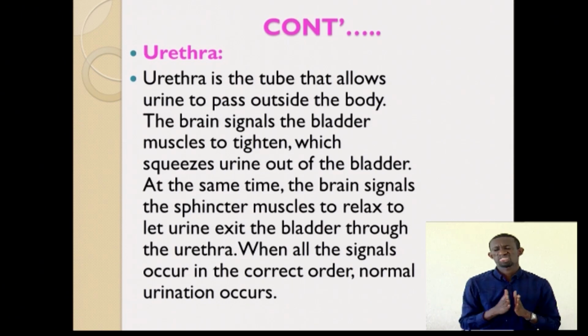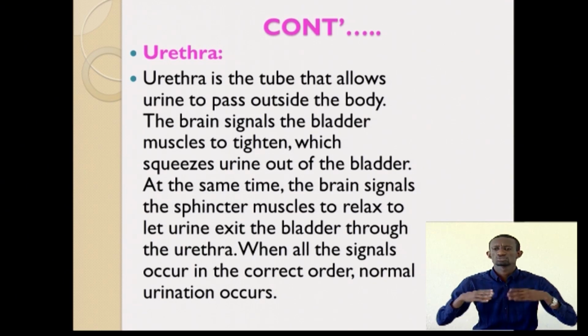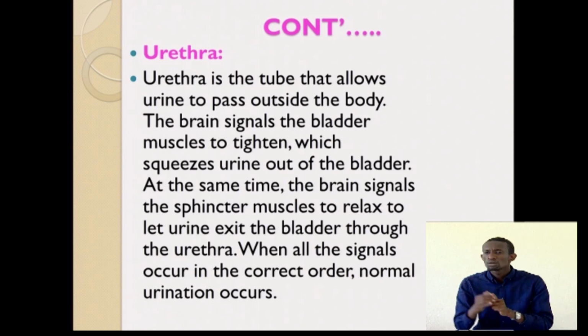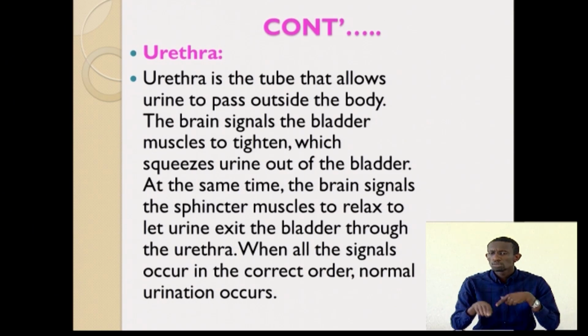When all these signals occur in the correct order, normal urination occurs. When they are signaled properly, normal urination occurs. That's when you feel you want to urinate. You want to remove this urine from the body, and that must be signaled by the brain.